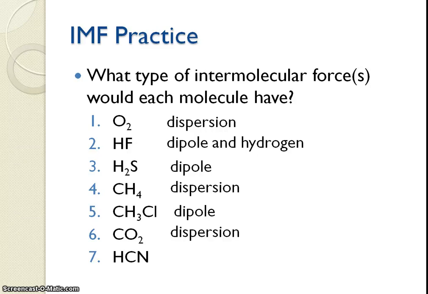And for the last one, you have hydrogen single bonded to carbon, and then a triple bond to nitrogen. So the fact that you have different elements on the outside of the molecule makes it polar, so it's definitely dipole. But you also have H and N. So if you have an H of one molecule and the nitrogen of a different molecule, it means you could also have hydrogen bonding.